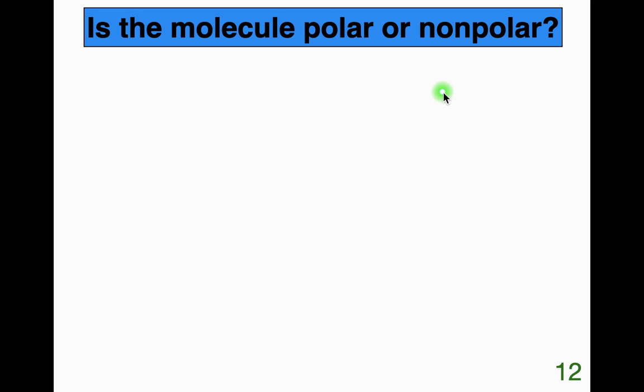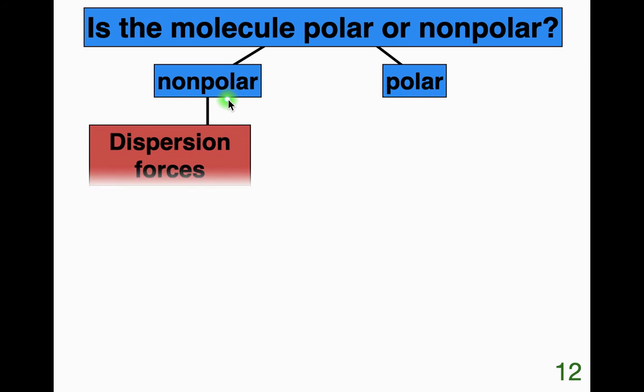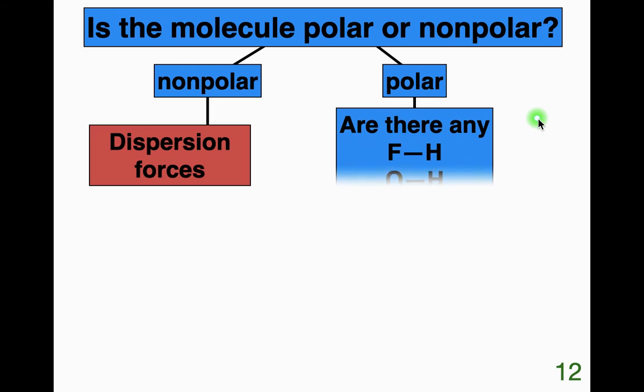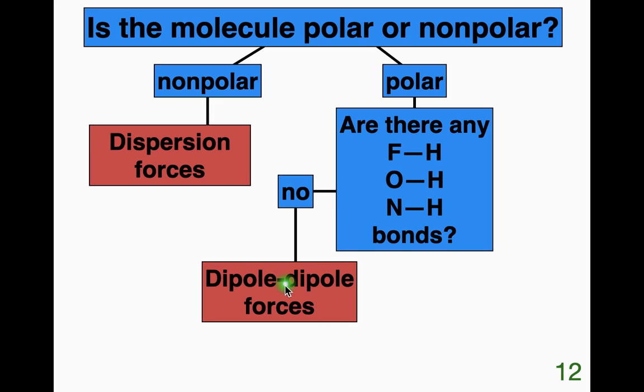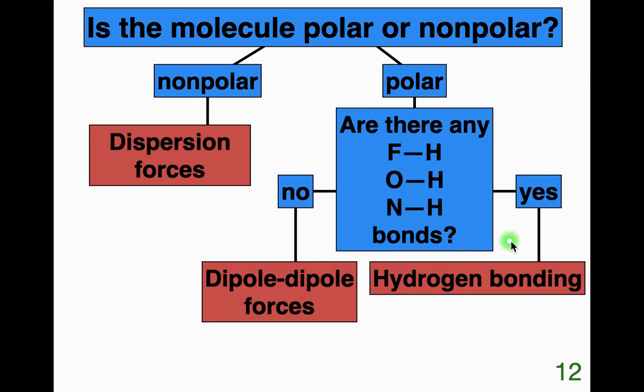Now, in order to determine what type of intermolecular force a molecule will have, we simply need to ask a couple of questions. First, is the molecule polar or nonpolar? If it's nonpolar, as we talked about earlier, the force of attraction would simply be dispersion forces. But if it's polar, it could be either dipole-dipole or hydrogen bonds. So ask the question: are there any hydrogen-fluorine, hydrogen-oxygen, or hydrogen-nitrogen bonds in the molecule? If no, then it's a typical dipole, and it's dipole-dipole forces between the molecules. But if yes, then that molecule will hydrogen bond with another molecule.